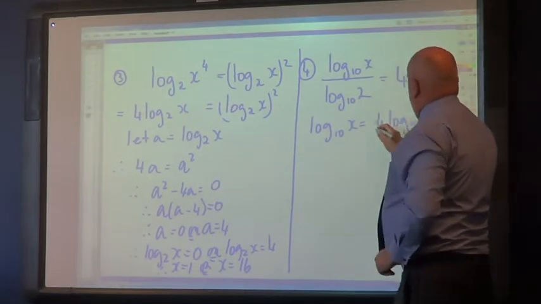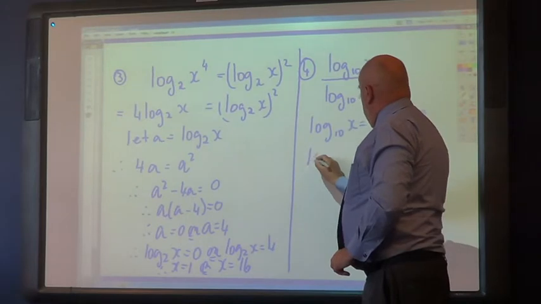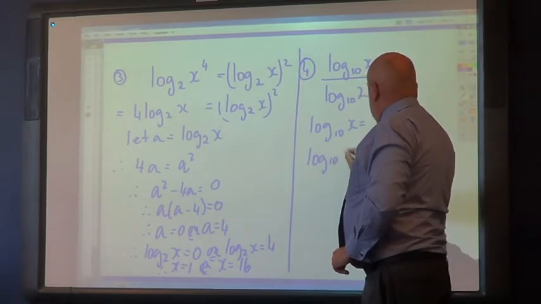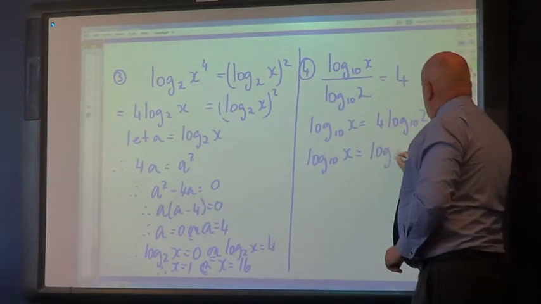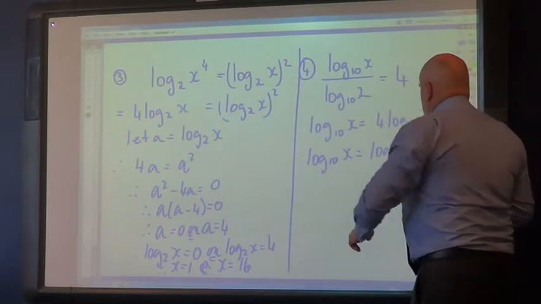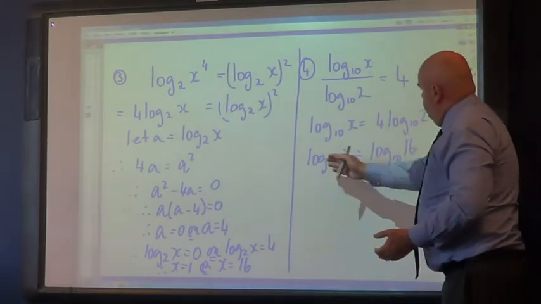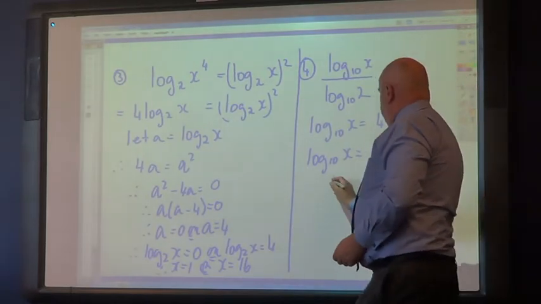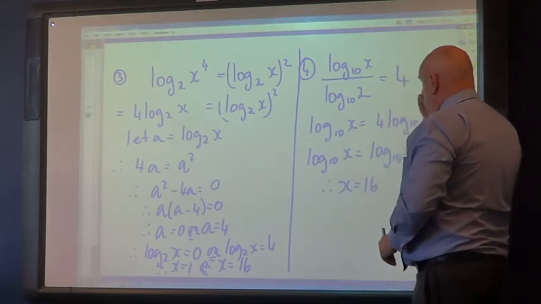Let's just make use of the log law and put this 4 back into here. So we could say log base 10 of x is equal to log base 10 of 2 to the power of 4, which is 16. And you can see straight away, surely, that x must equal 16, same base, that must equal that. So therefore, x equals 16.